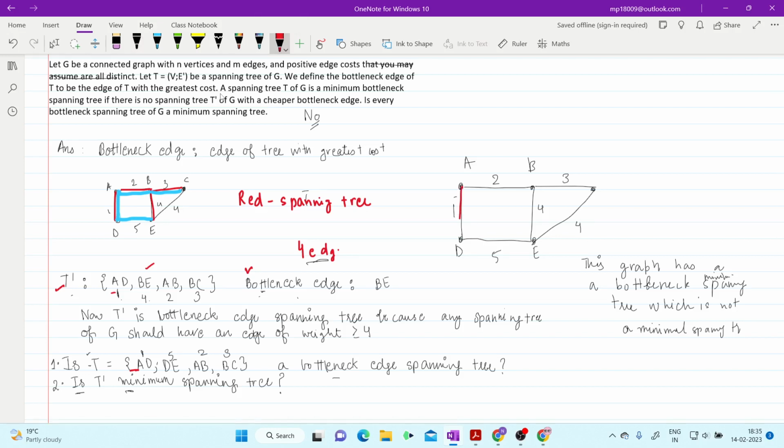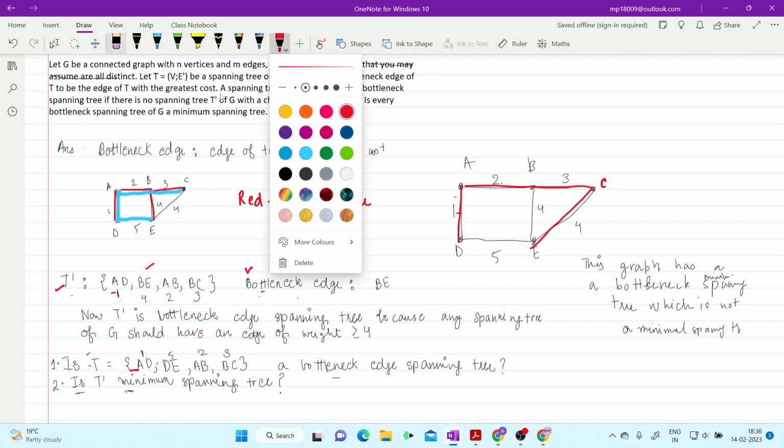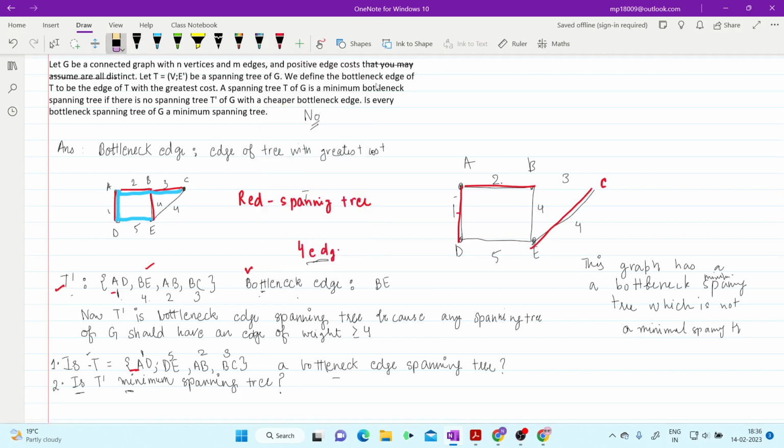Sorry. D, A, E, B, E, C. Or E, C or C, E. I was saying B to E and E to C. But this is a minimal spanning tree only, right? Okay, yeah, that is right. Good.